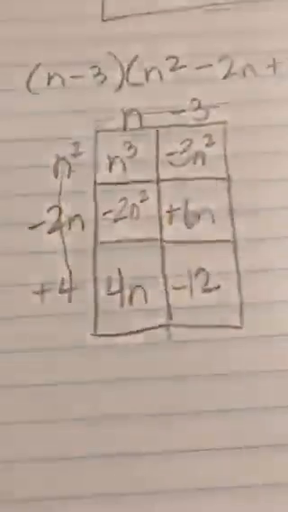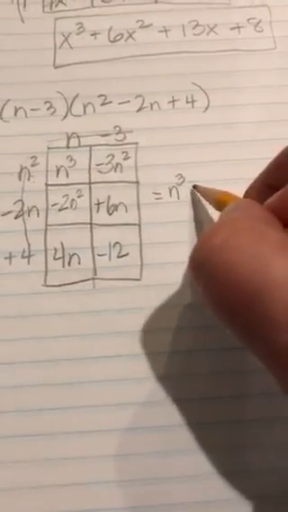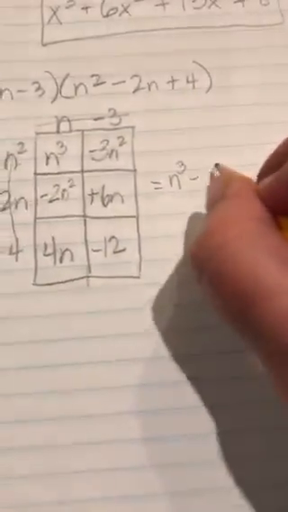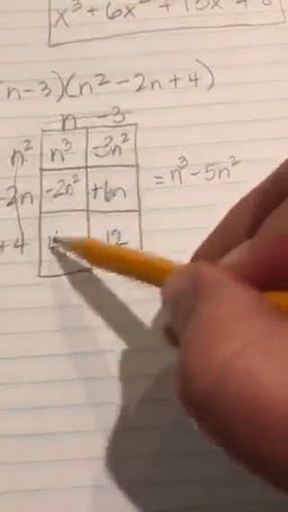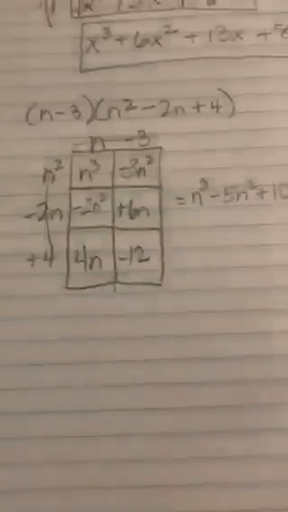So now we are at the point where I'm ignoring what's on the outside and I'm writing this in standard form. Standard form means n cubed goes first, then it's a negative 3 minus 2, which gives us a negative 5n squared, and then a 6n plus 4n gives me a positive 10n minus 12, okay?